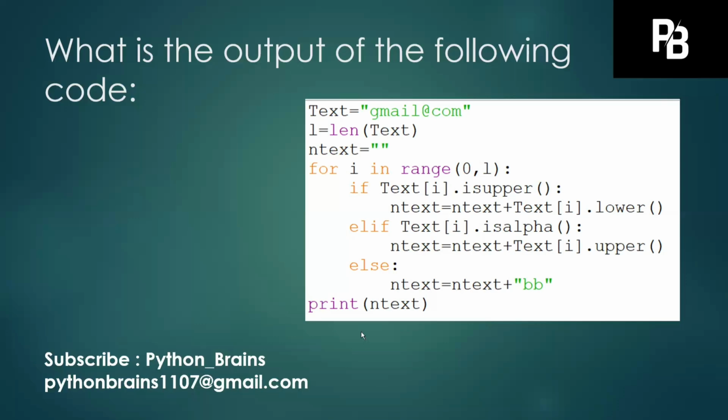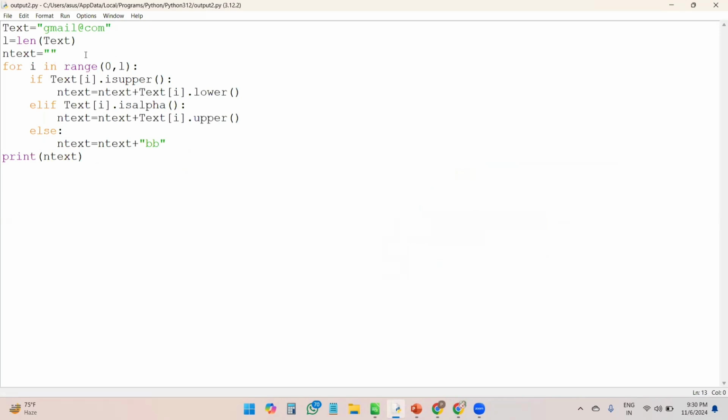Let's start the session. So students, this is a simple program with us. You see the first line is text is equal to gmail@com. That means this is my input. So I'll just write text is equal to gmail@com.